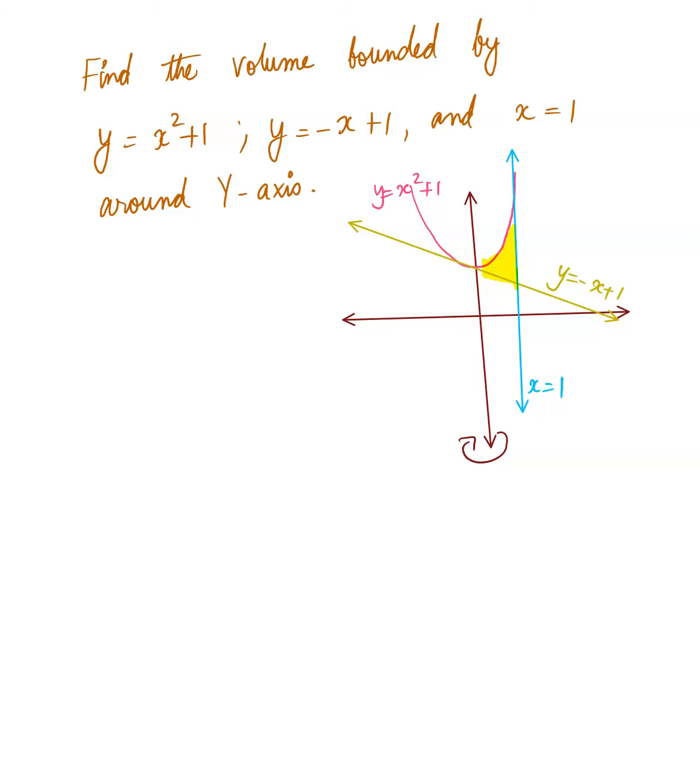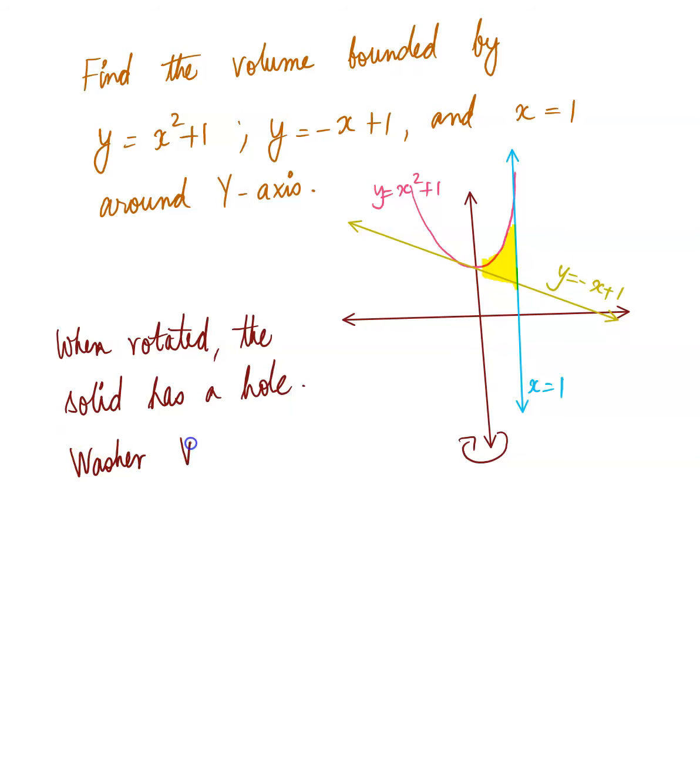So I'll just write here, when rotated, the solid has a hole, or it's hollow. I'll just write hole, okay? That means it is washer versus the shell method. It's any one of them, whichever one is going to work.